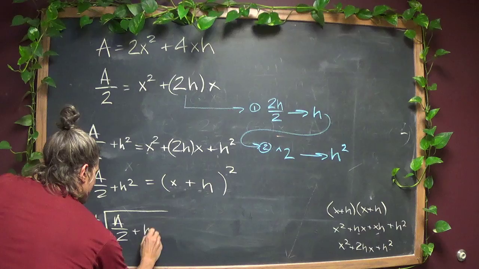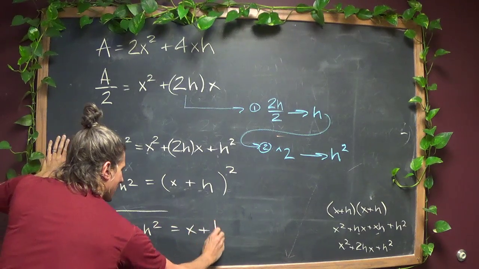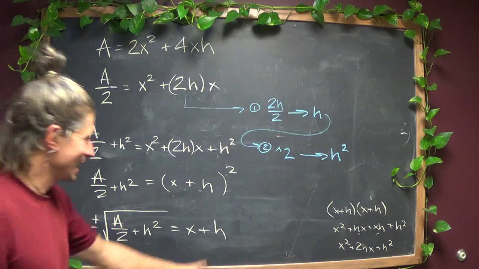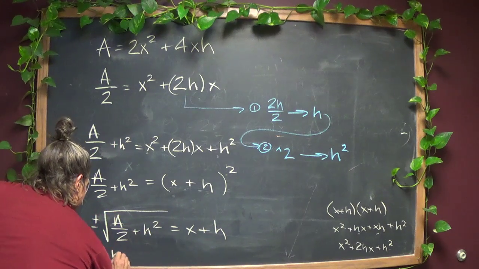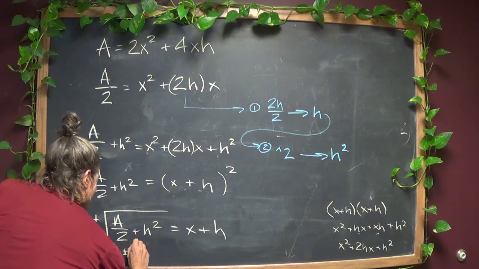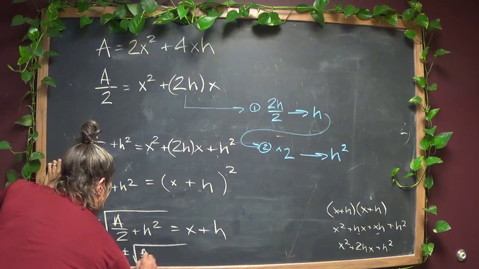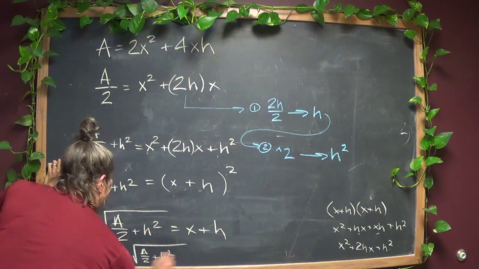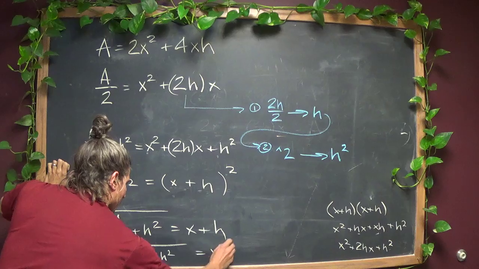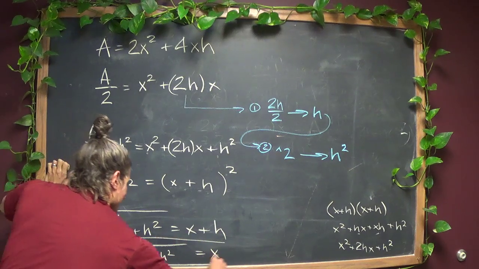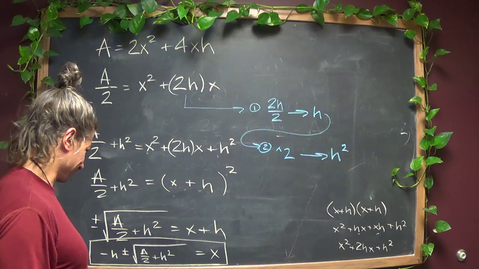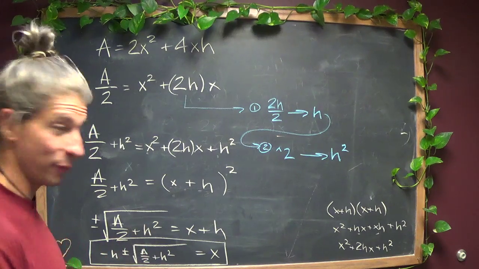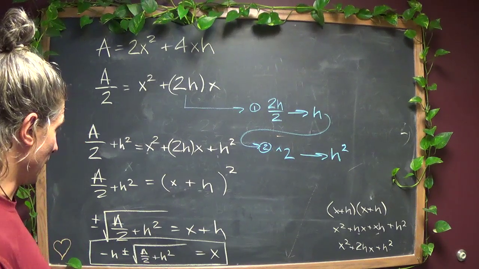The square root of a over 2 plus h squared equals x plus h, and you're almost done. Subtract h to the other side, and you end up with the opposite of h plus or minus a root of a over 2 plus h squared. And that, my friends, is what x is equal to. You can't really do anything more with that. That's actually the most simple form you could possibly have.